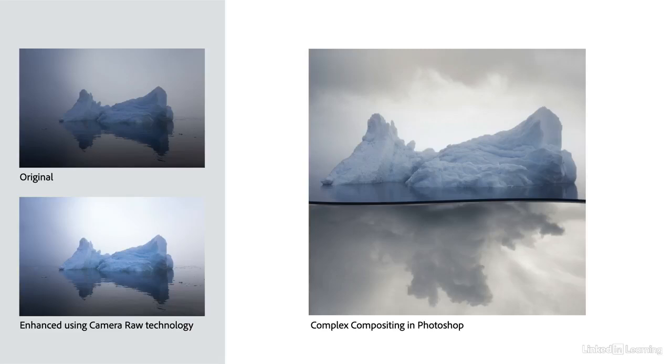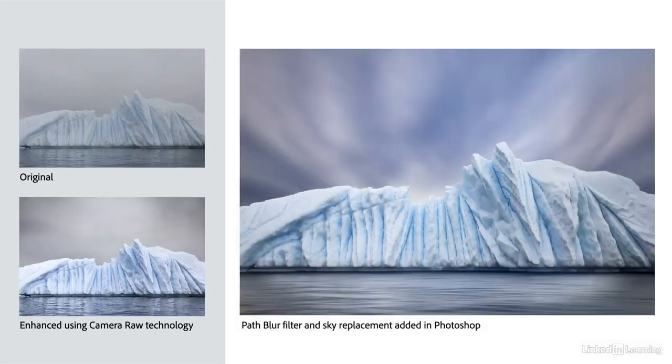When I'm doing complex compositing, like making really complex selections or creating intricate masks and compositing multiple images together like I have in this image, then again, I would want to use Photoshop. When I need to add filters or special effects like I have in this image where I've added motion in the foreground and I've replaced the sky in the background, again, that's a great opportunity to use the powerful tools in Photoshop.